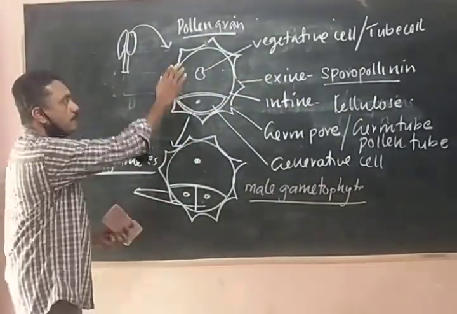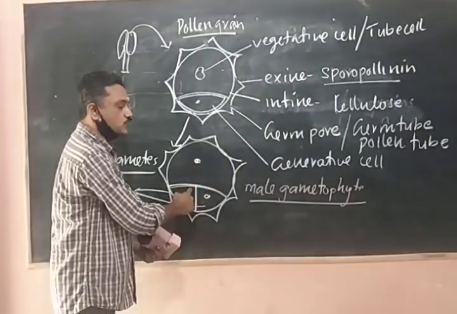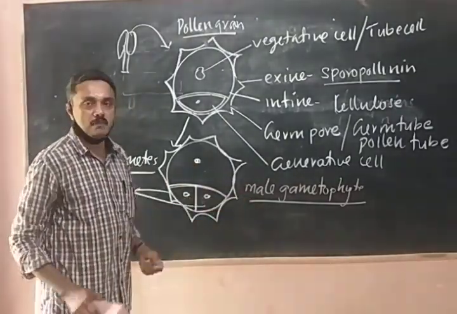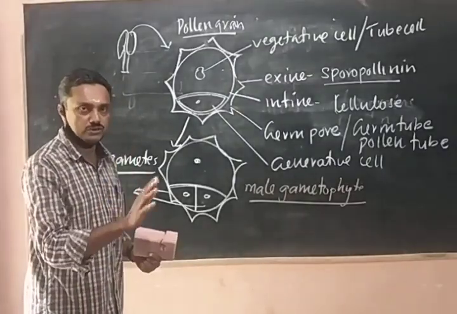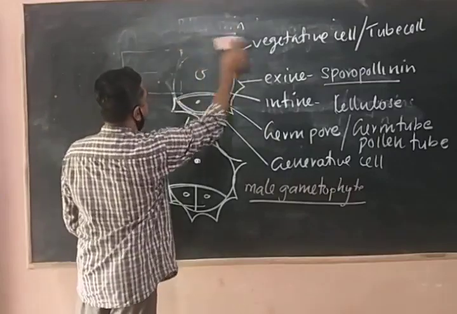So this is about the pollen grain. We have completed microsporogenesis. Microspores or pollen grains, the male gametes, are formed. The formation of male gametes is called microsporogenesis. So remember this. Then there is another importance of pollen grains.